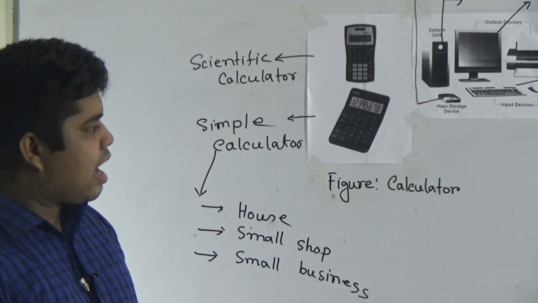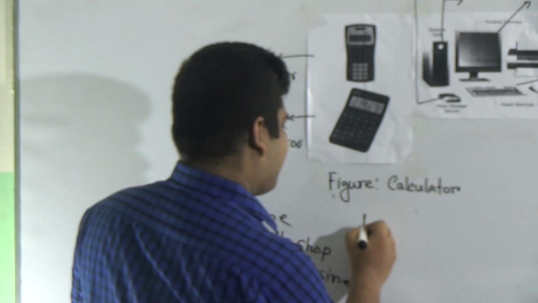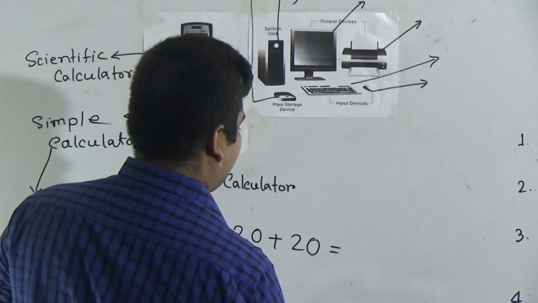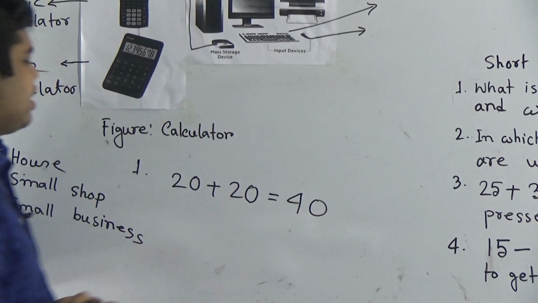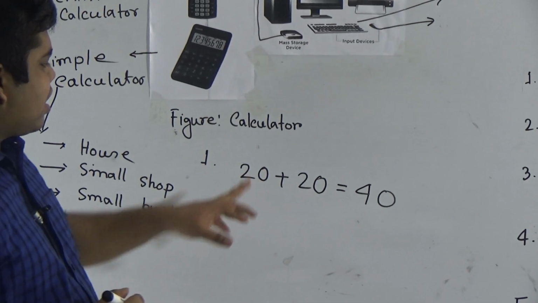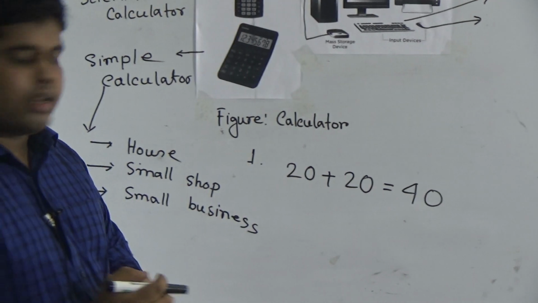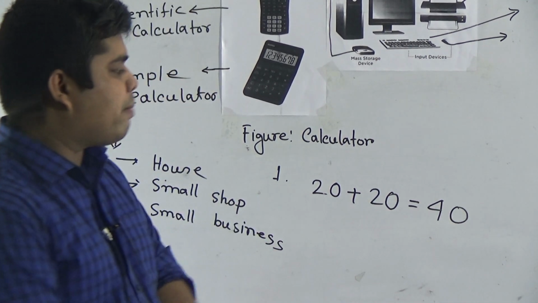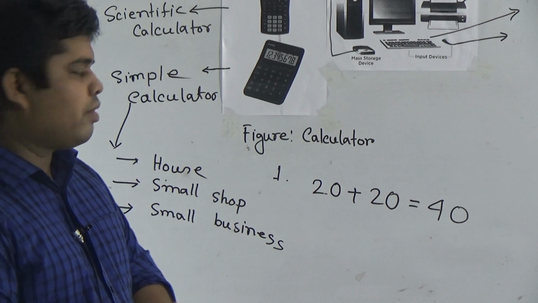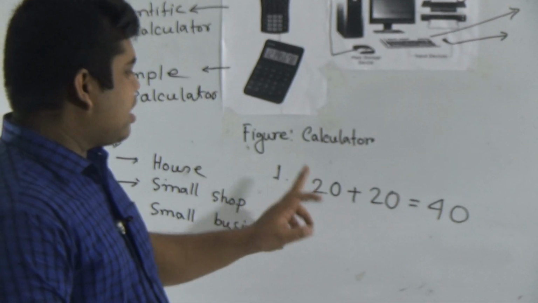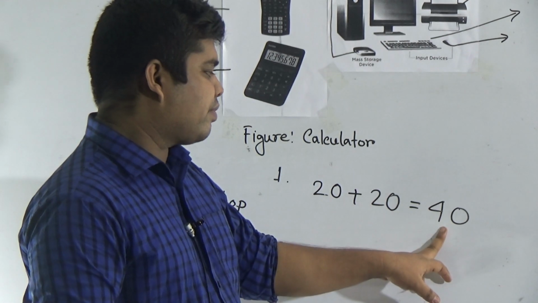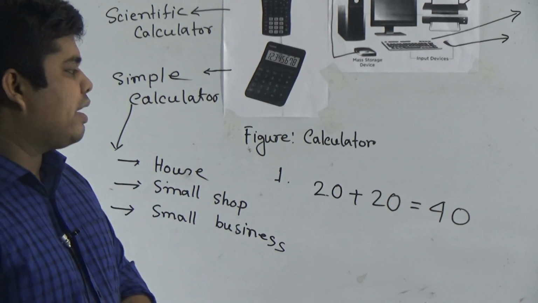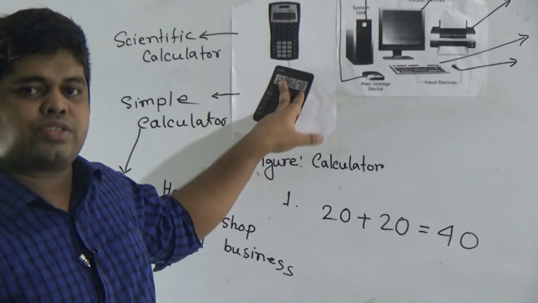Now, I shall ask you a question. Suppose 20 plus 20 equal to 40. In a working calculator, in order to get 20 plus 20 equal 40, how many buttons are pressed? Okay, I repeat this question. 20 plus 20 equal 40. In a working calculator, how many buttons will be pressed? Working, that means the calculator is switched on.